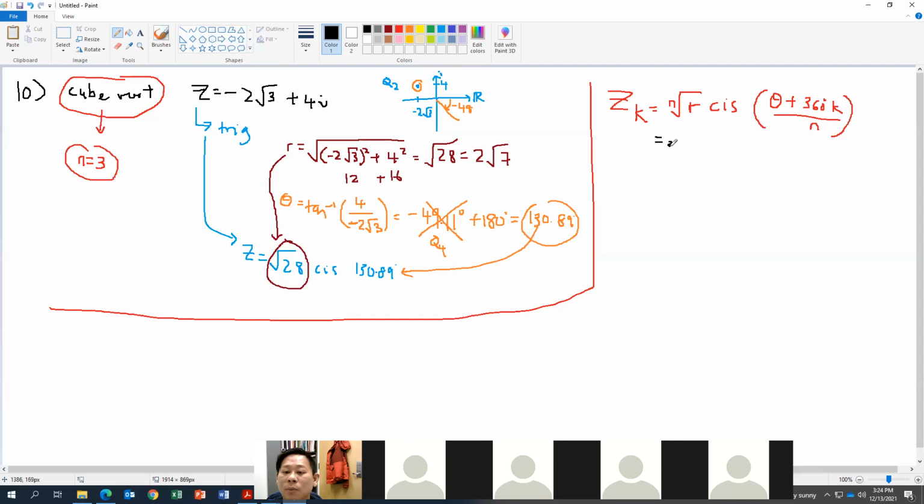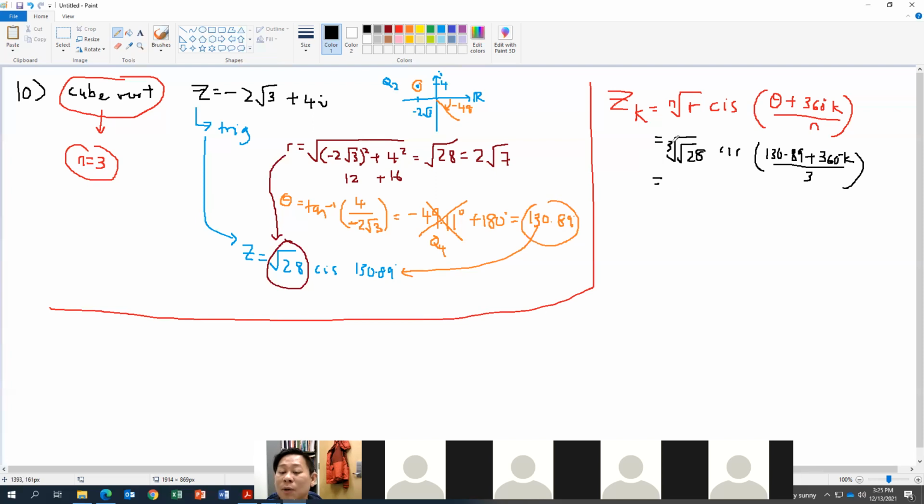So I will get the cube root of r, where r is the square root of 28, cis of (130.89 plus 360 degrees k) all over 3. Don't forget your n in this case is 3 because it's a cube root they are asking for. If a question asks for the fourth root, n is 4, fifth root, 5. Okay, so this is your zk, and we can reduce this.